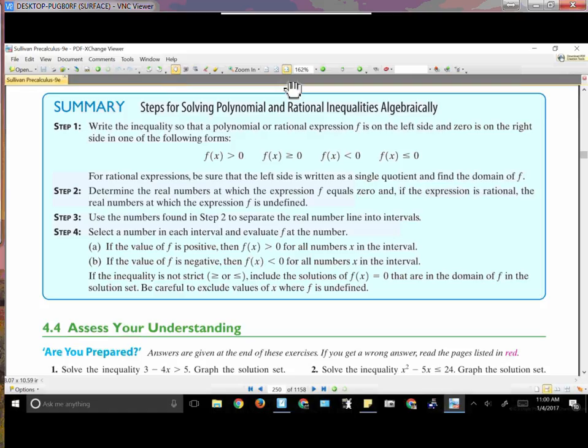Because then we know our denominator has certain things that cannot happen. Determine the real numbers at which the expression equals 0. And if the expression is rational, the real numbers where the expression is undefined, where 0 can't be in the denominator. Use the numbers, divide it up into a chart, a number line. Select numbers in each interval and evaluate. That's all it is. It's just a set of rules to follow as a diagnostic expression.